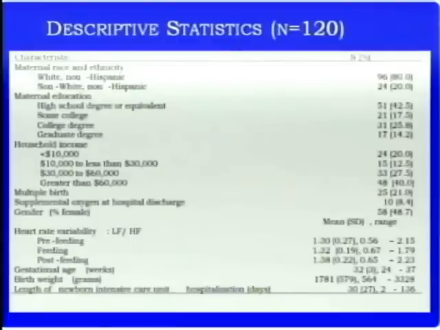Household income, again, we had it as a continuous variable, and I collapsed it into these four categories. Multiple births, about 1 in 5 of the babies, moms had a multiple birth. And for those of you who work in the NICU, this supplemental oxygen at discharge number is probably extremely low here, right? Because you send all your babies home on oxygen. But outside of living at 5,000 or 6,000 feet, this is pretty typical.